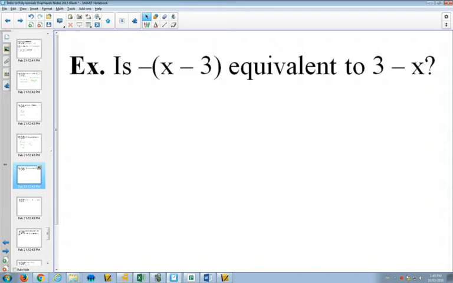Is minus x minus 3 equivalent to 3 minus x? So if you think that they're not equivalent, you can start picking values. Plug in 5 for x, see what it equals. Plug in 7 for x, see what it equals. And if you start doing that a couple times and every single one that you try appears to be the same, then you might say, well, what could I do algebraically? What could I use from my rules that I've learned before to change one to see if I can make it look like the other one?